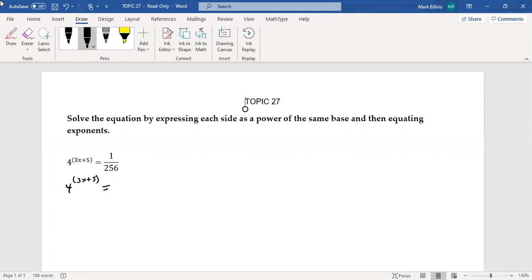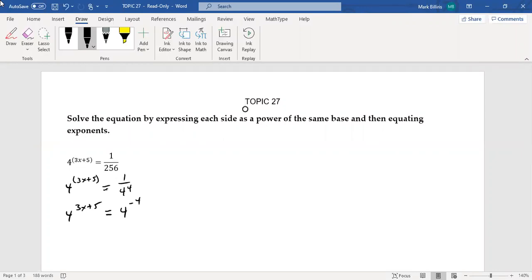Well, I can express 256 as base 4, and that would be 1 over 4 to the 4th power. Now, I don't have them in the exact same base because 4 to the 4th is in the denominator, so I'm going to use the negative exponent rule to change so that they are expressed in the same base. So then I'd have 4 raised to the 3x plus 5 equaling 4 raised to the negative 4th power.